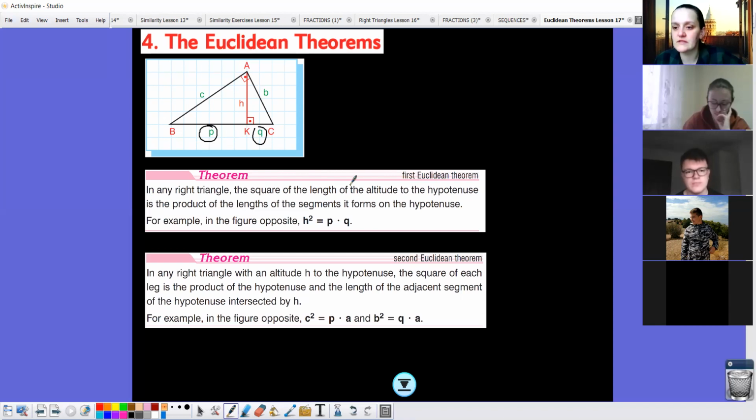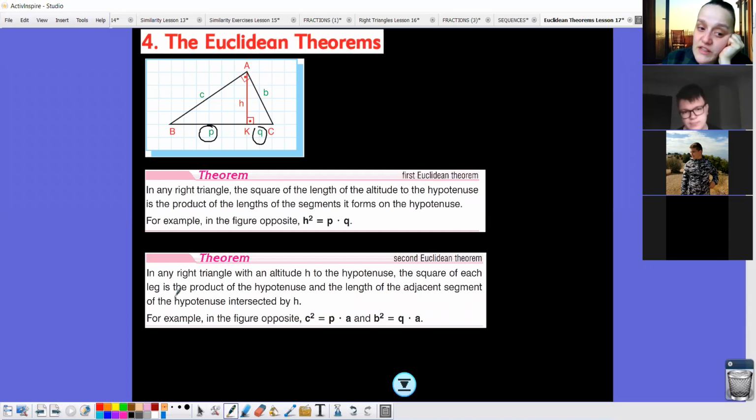You need to understand from the figure, not just the words. You have a right triangle, and from the right angle another height is drawn to the hypotenuse. The square of that height is equal to the product of the parts of the hypotenuse formed by the height. Okay? The second Euclidean theorem says that in any right triangle with an altitude h to the hypotenuse, the square of each leg is the product of the hypotenuse and the length of the adjacent segment of the hypotenuse intersected by h.